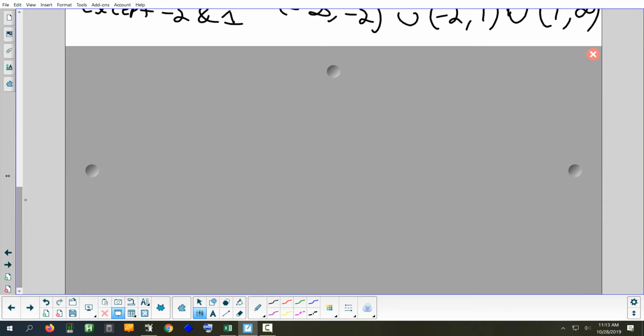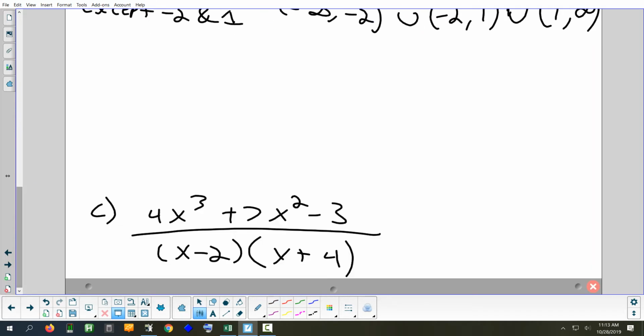Okay, let's look at one more. Now, I think C is actually a step easier than B because look, they've already factored the denominator for you. Okay, let's not do this one in interval notation. We'll just write it in words. Okay. What's my domain here?